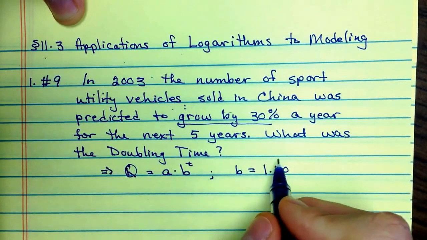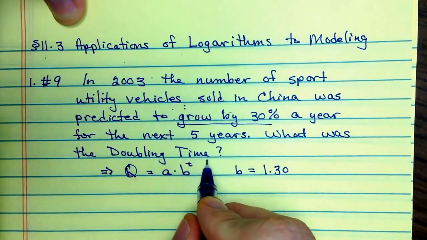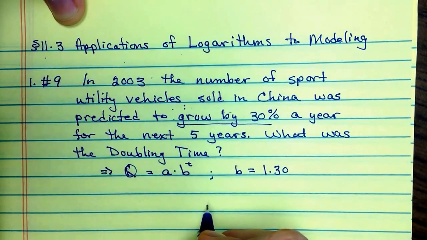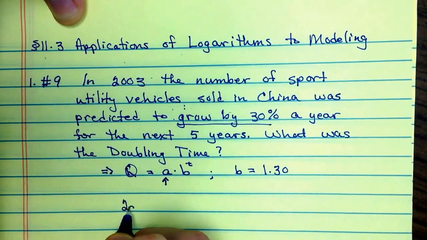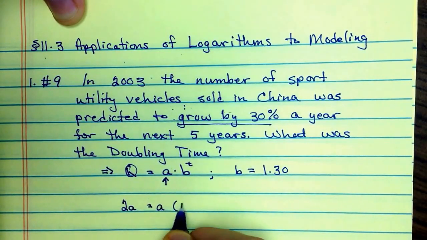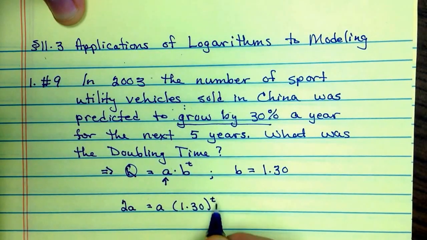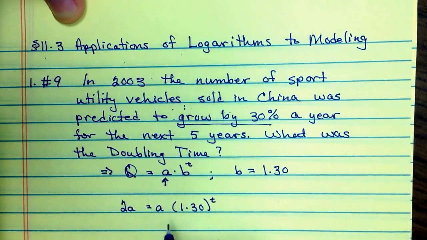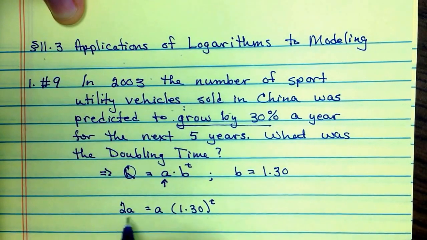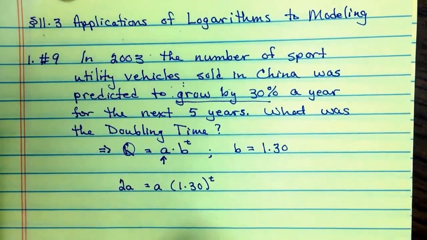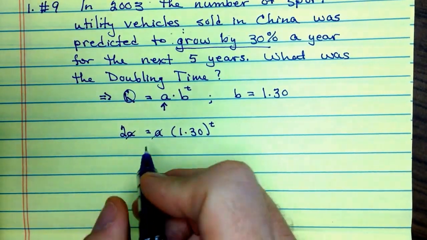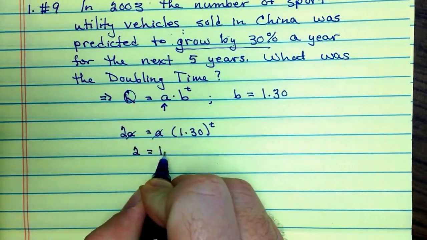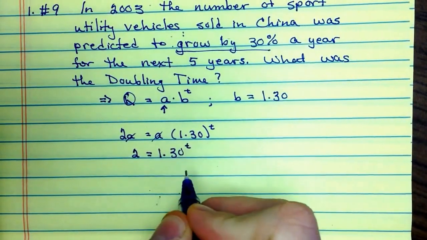And we want to know what was the doubling time. Okay, so if we're starting with A, then double A would be 2A. So we want to solve 2A equals A times 1.30 to the T. Makes sense. If I start with A, double that amount would be 2A. So all I have to do is solve this. Now what you should notice is that when I solve this, immediately the A's cancel. So I'm left with 2 equals 1.30 to the T.